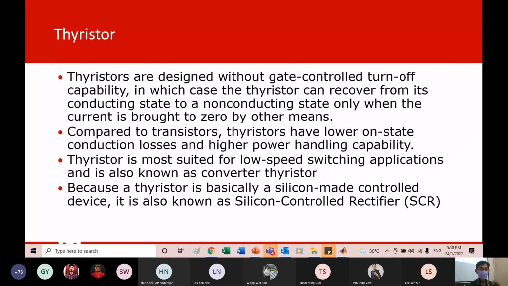This is the original thyristor. Of course, there are newer thyristors called GTO, gate turn-off thyristor, that allow you to turn off by controlling the gate. Now we look at the so-called original one. The thyristor is usually used in AC circuits, and it is meant for low-speed switching. That means it is usually only used at 50 hertz, 60 hertz, 100 hertz, most probably less than 1000 hertz.